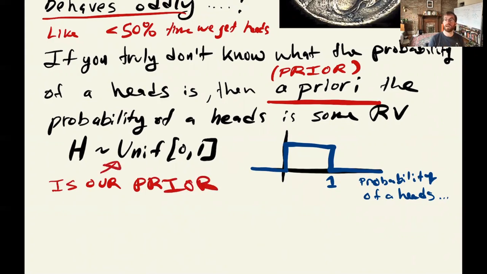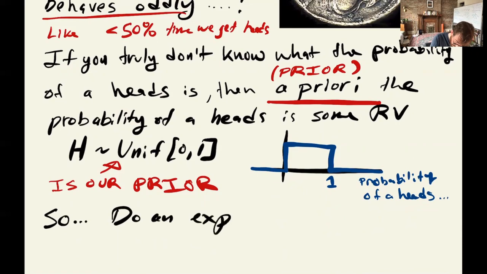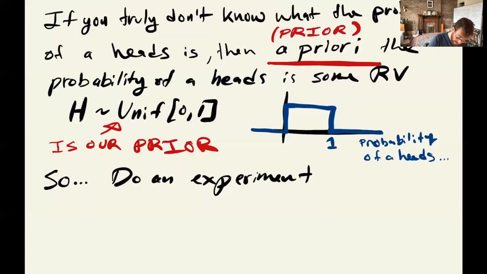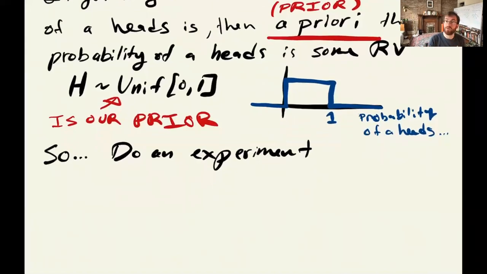So let's suppose that we flip this coin 20 times, or just more generally, let's say we flip it n times, and we get k heads. All right, so now we do an experiment. This is what I mean by our experiment here: now we flip the coin and see what happens.